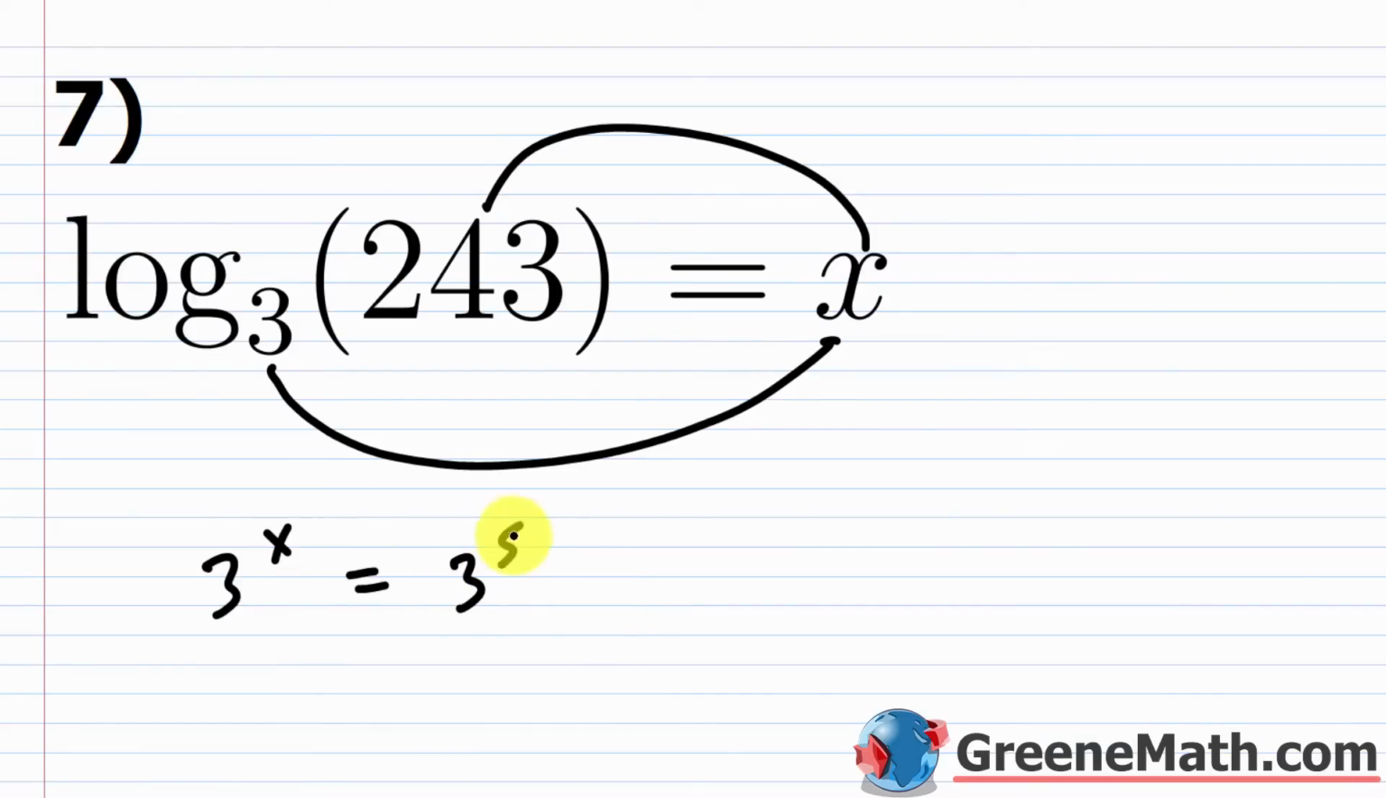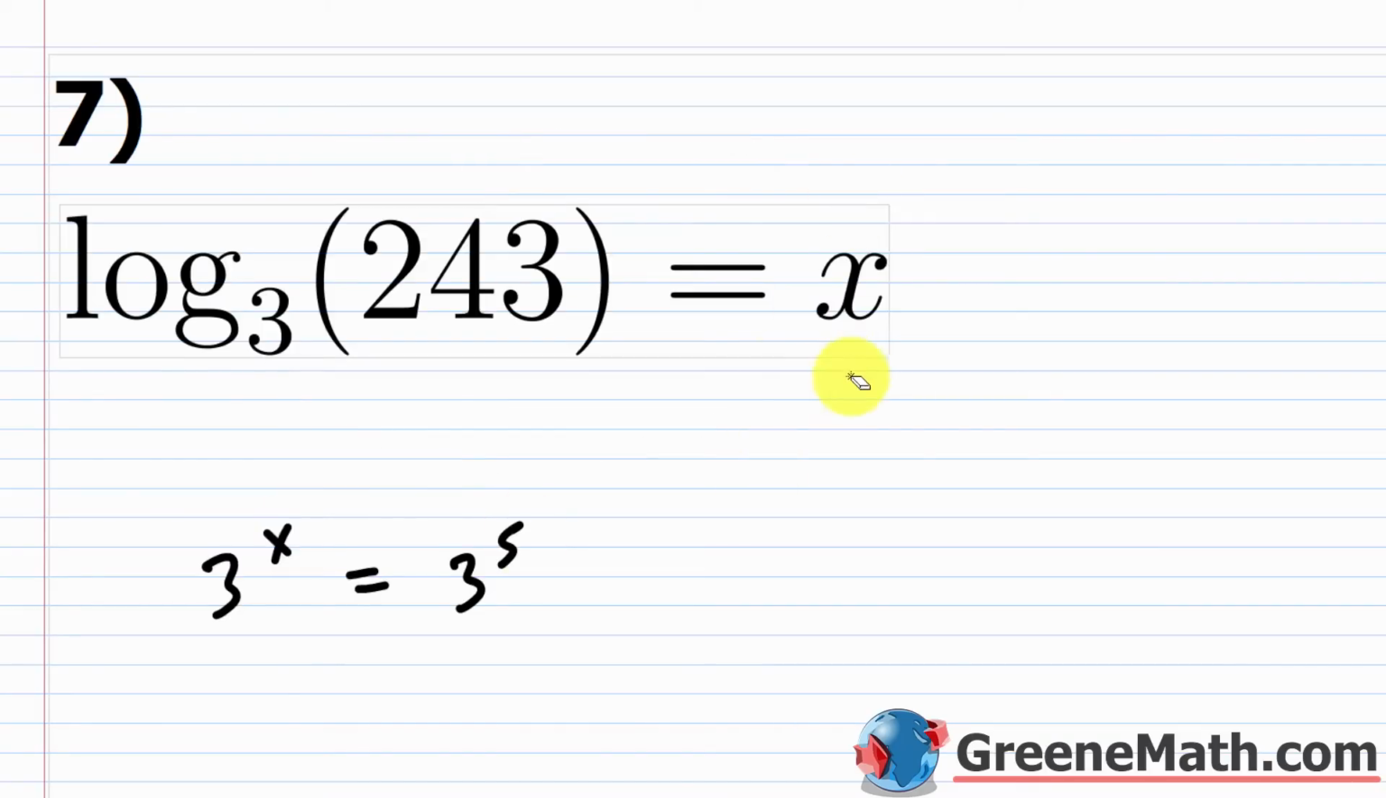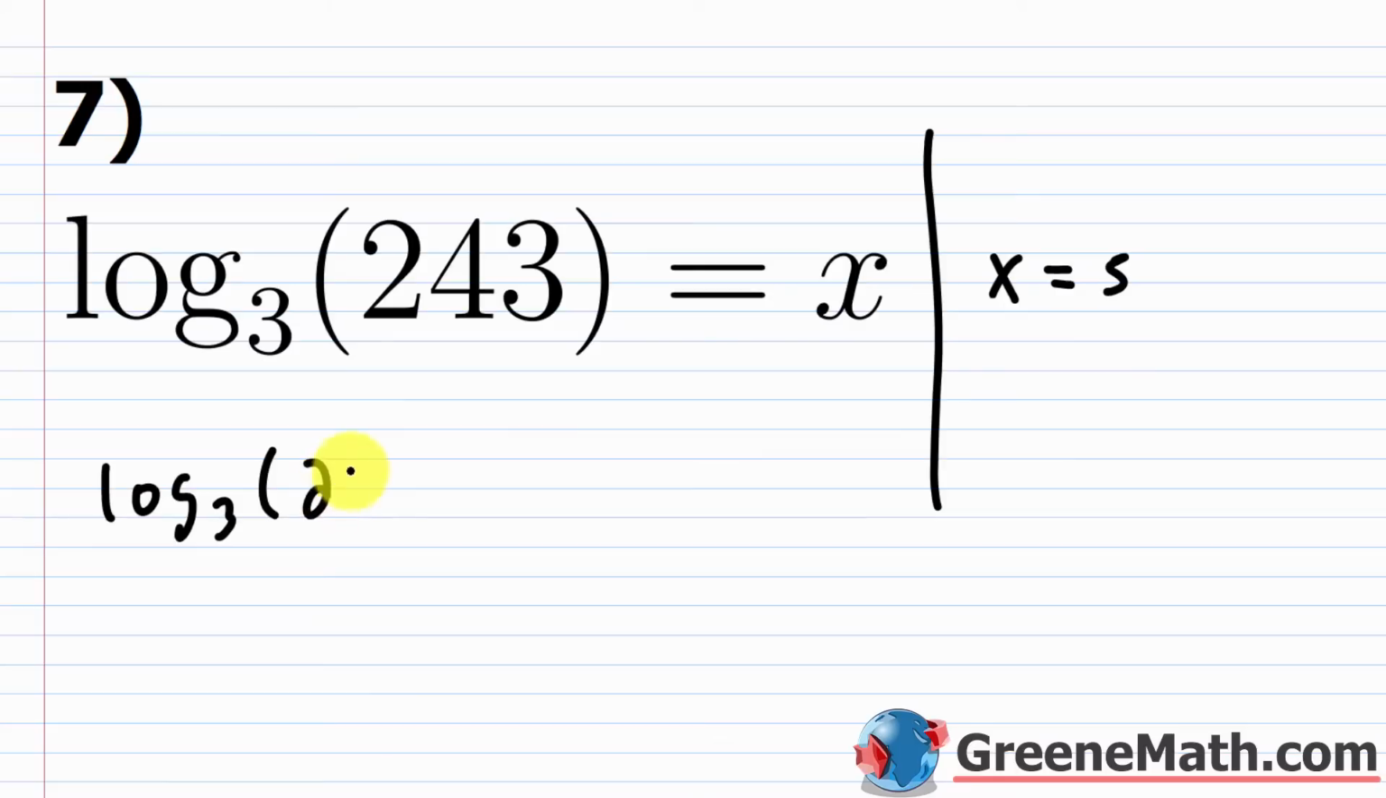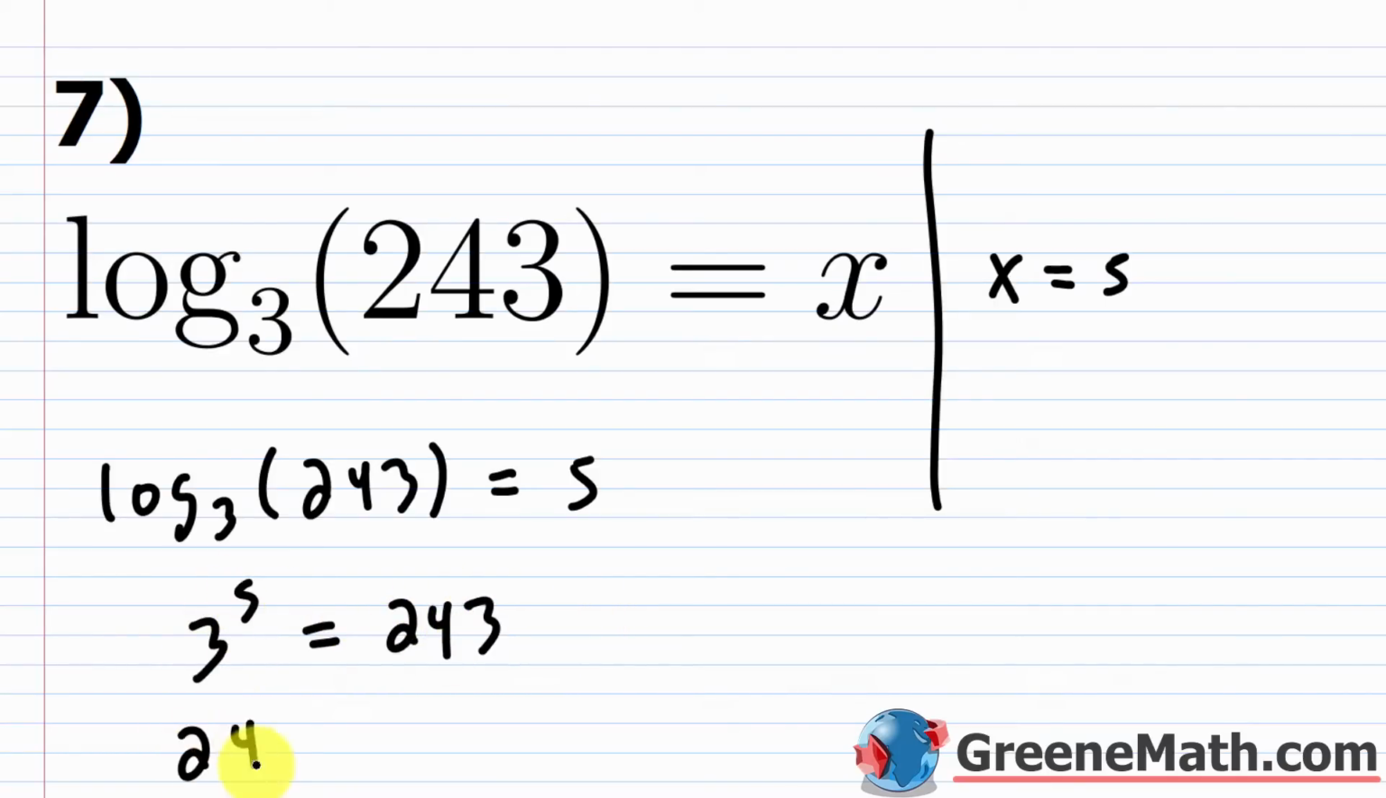And then you could just set your exponents equal to each other. So x would just be equal to 5. Let me put that over here. I'll just put a little border and say x is equal to 5. And of course, if you want to check that, you would say log base 3 of 243 is equal to 5. So this is 3 to the 5th power. 3 to the 5th power is equal to 243. And that's a true statement. You would get 243 is equal to 243. So this x equals 5 is a valid solution.